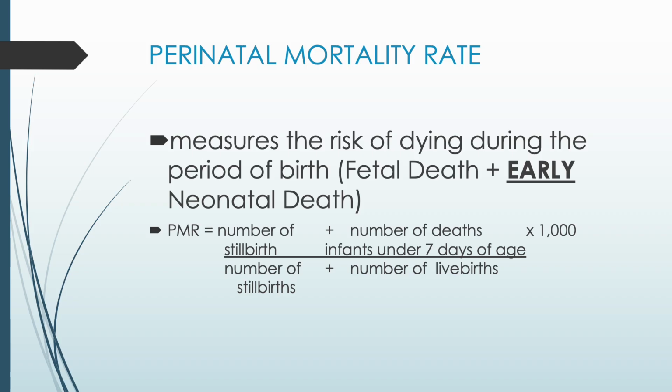So perinatal mortality rate measures the risk of dying during the period of birth, which is the fetal death, or the death inside the uterus, plus neonatal death or newborn death. It is computed by the sum of the number of stillbirths and the number of deaths of infants under 7 days of age over the sum of the number of stillbirths plus the number of live births times 1,000.